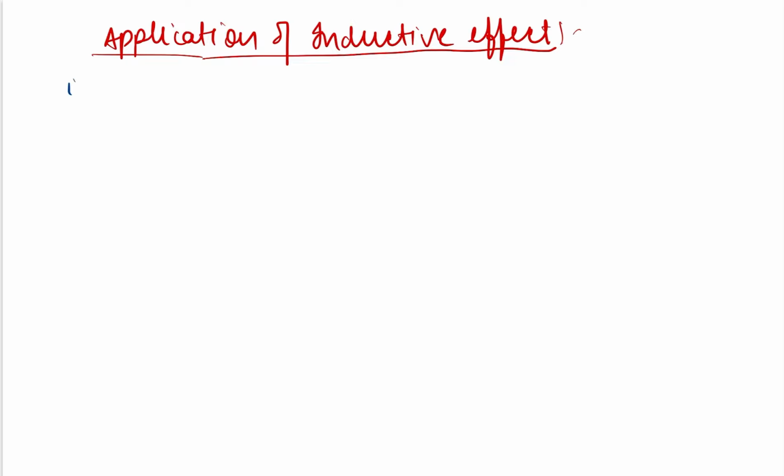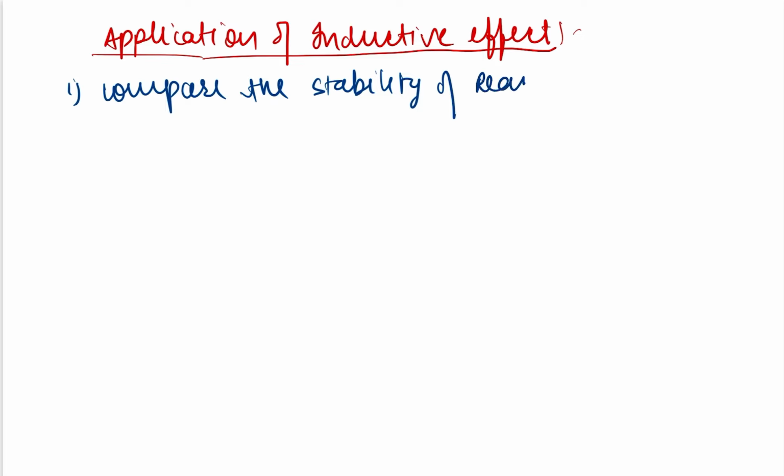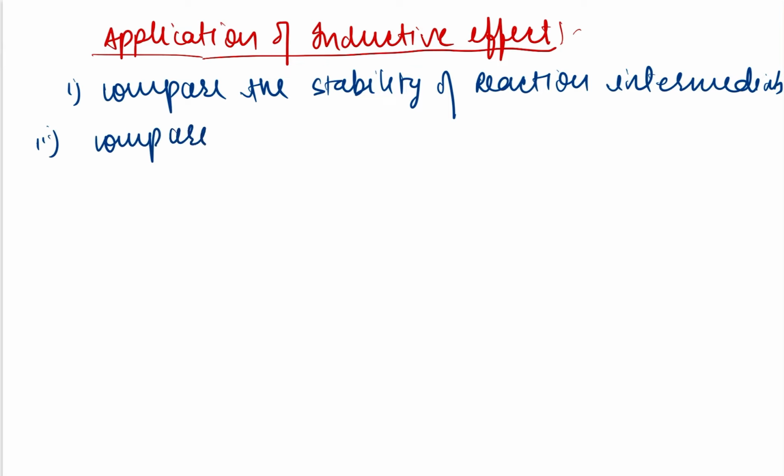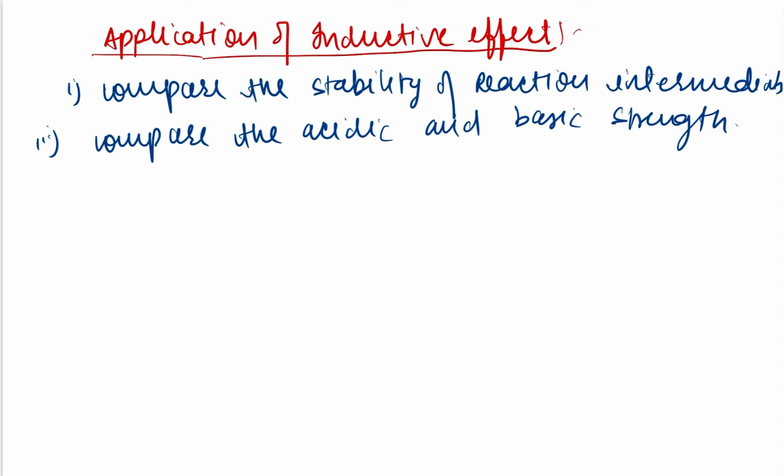So first use is to compare the stability of reaction intermediates. Now what are the reaction intermediates? We're gonna see here. And second, compare the acidic and basic strength. We have to compare the acidic and basic strength. Now first of all, let's talk about what are our reaction intermediates.